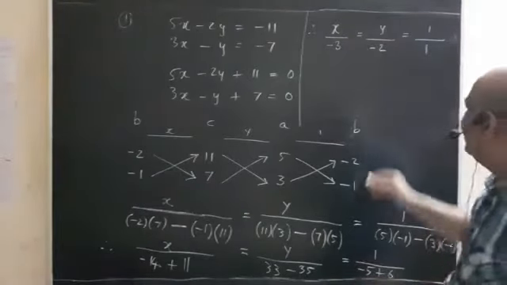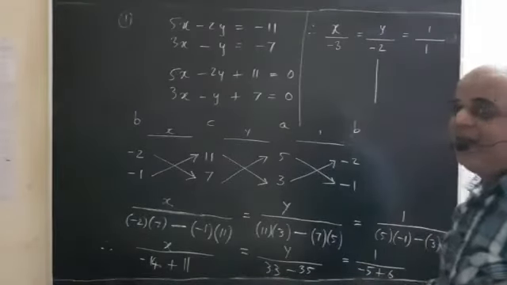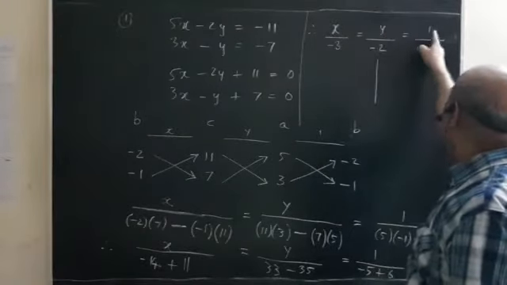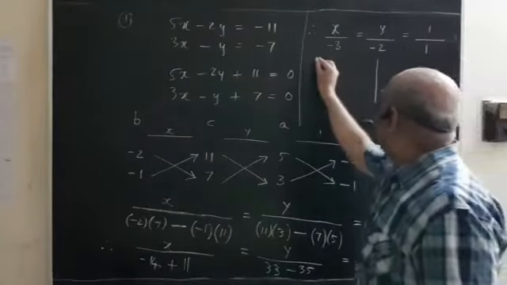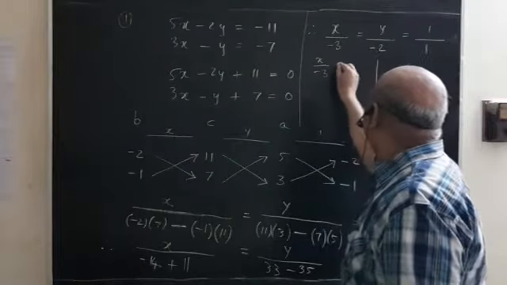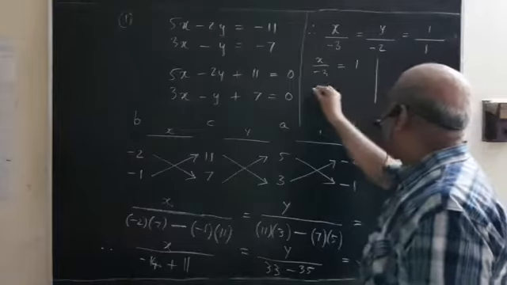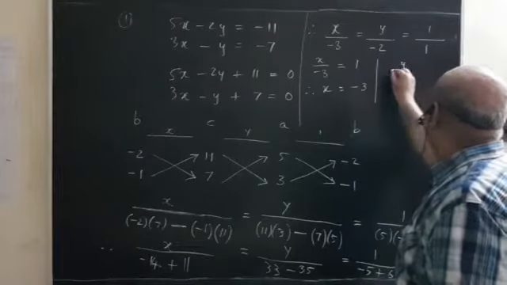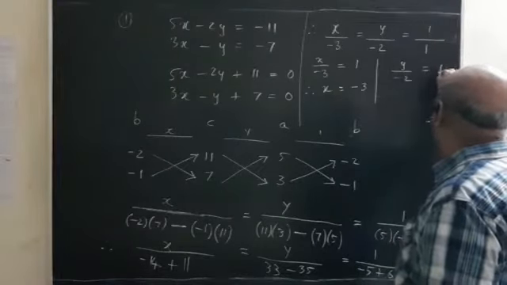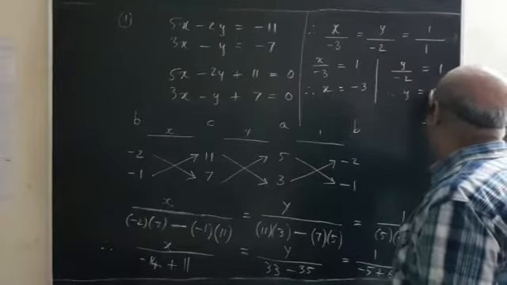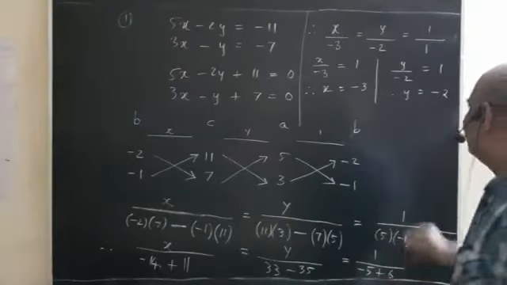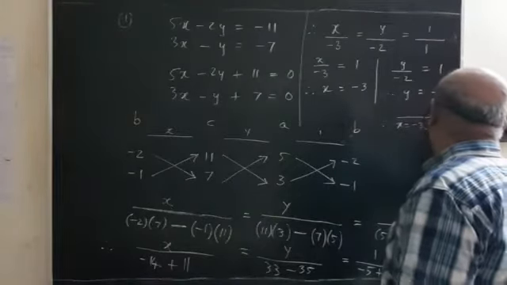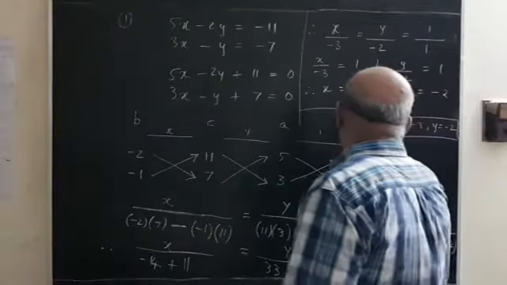Once you reach this stage, just put a line here and what you have to do now is take the x term and equate it to the constant number here. So what do we have? x by minus 3 is equal to 1 by 1, which is 1. Therefore, x is equal to minus 3. Similarly, take y by minus 2 is equal to 1. Therefore, y is equal to minus 2. So the final answer is, therefore, x is equal to minus 3, y is equal to minus 2. This is the answer for this problem.